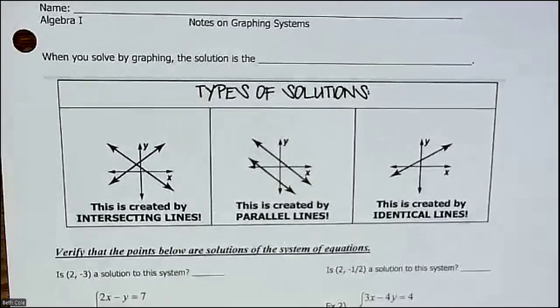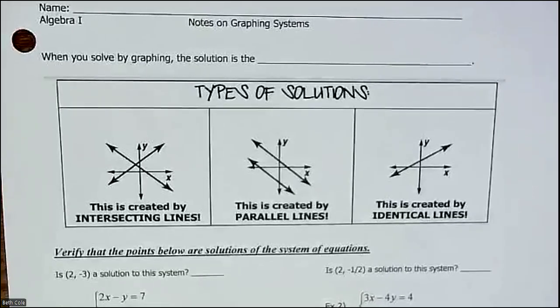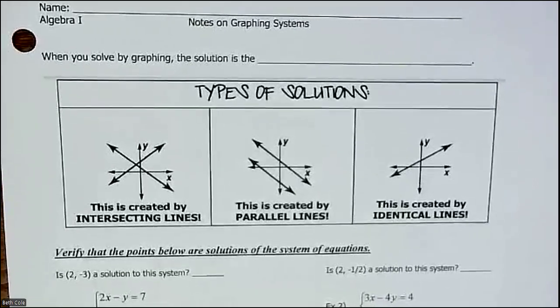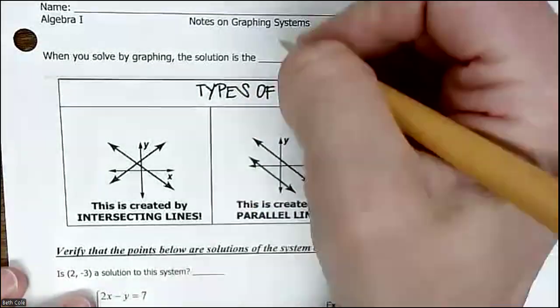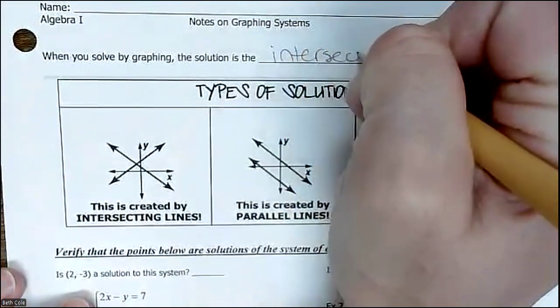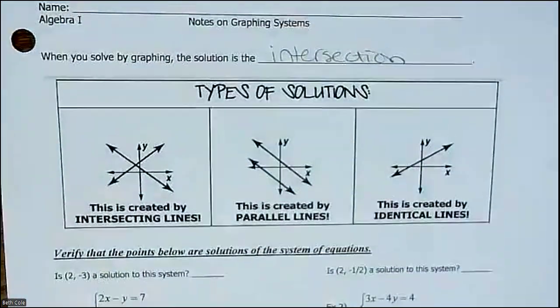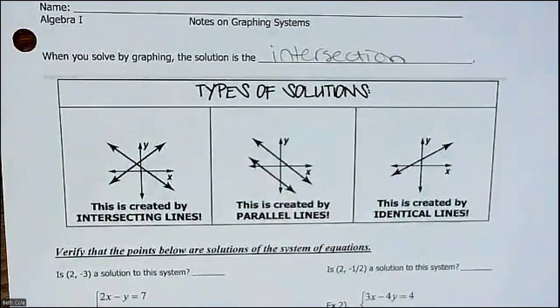So what we're going to start is graphing systems. A system is more than one equation. So you don't just have one line now, you're going to have two lines. And so when you solve it, the solution is the intersection. So when I say intersection, what do I mean? That's the point where they do what? They're the point where they meet. So it's actually very simple. This is one of the easier units.